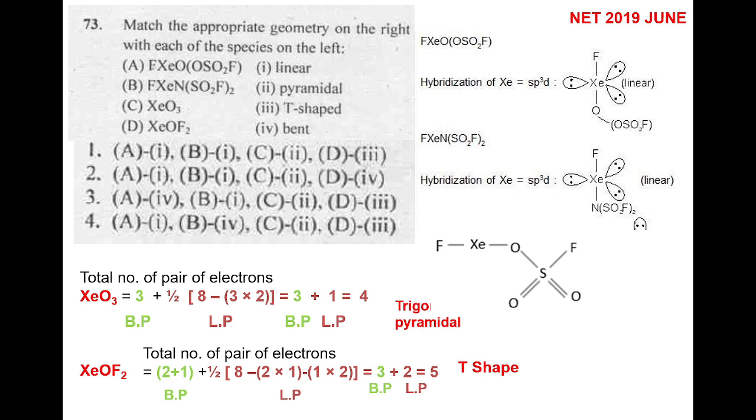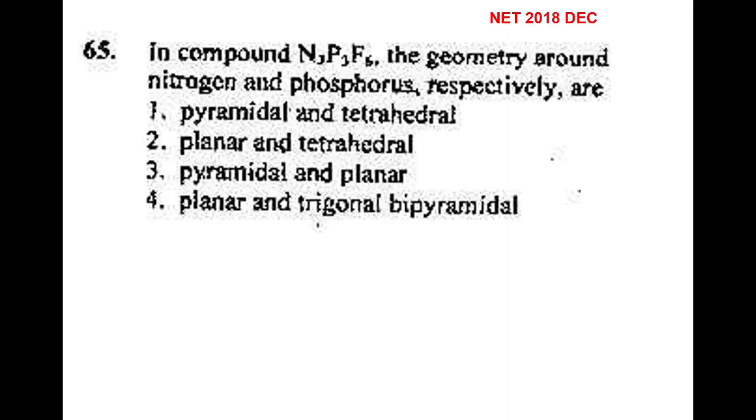So which answer is same for A and B? Linear is the answer. So for A it is I, for B it is also I, for C that is 2I, and for D that is T shape, 3. So option number 1 is the correct answer. Okay. So moving to the next question.